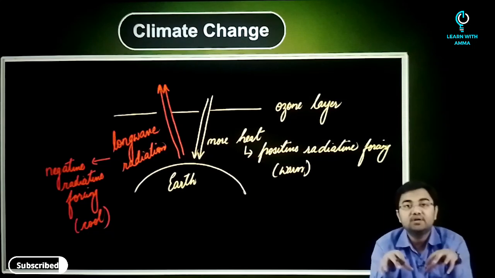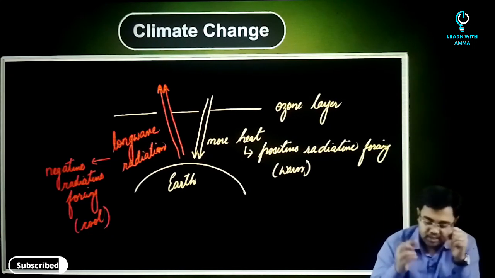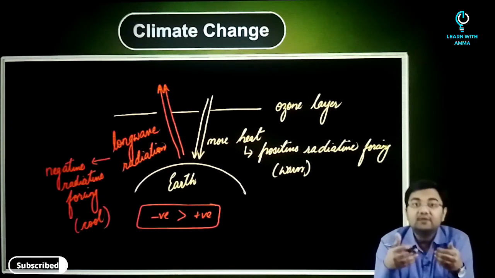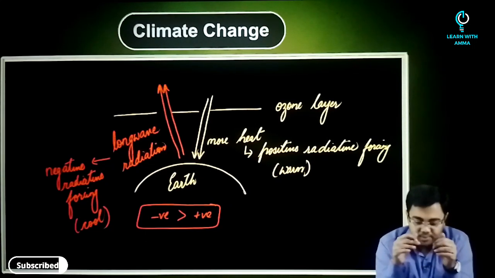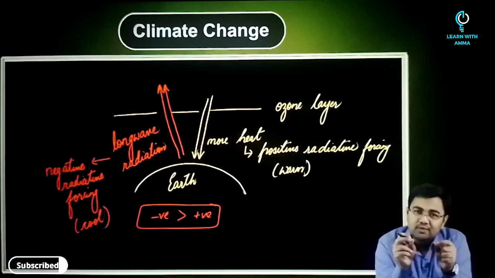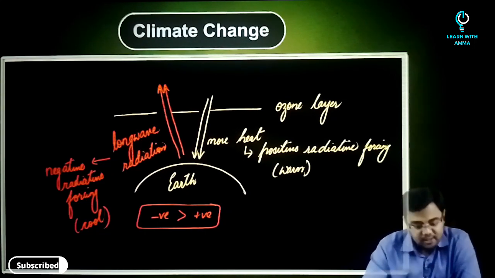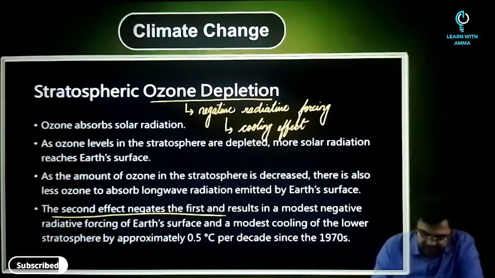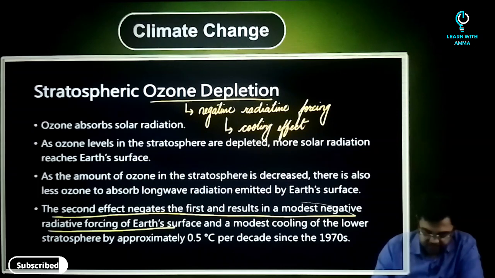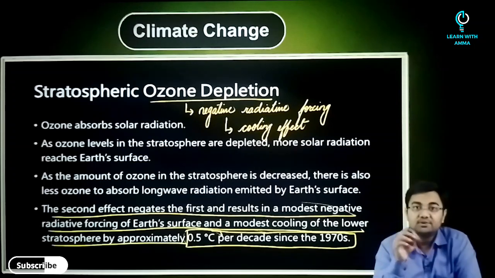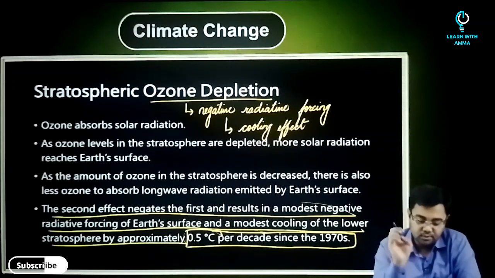So now you have two different effects happening at the same time. But this negative effect is actually greater than the positive effect. And since the negative effect is greater than the positive effect, the net result would be a negative radiative forcing, meaning that it would slightly cool the atmosphere and decrease the temperatures. I believe that this point is clear. So if you look at this line, the second effect negates the first and results in a modest negative radiative forcing of Earth's surface and a modest cooling of the lower stratosphere by approximately 0.5 degrees Celsius per decade since the 1970s. So this is the effect that we would have of ozone layer depletion.